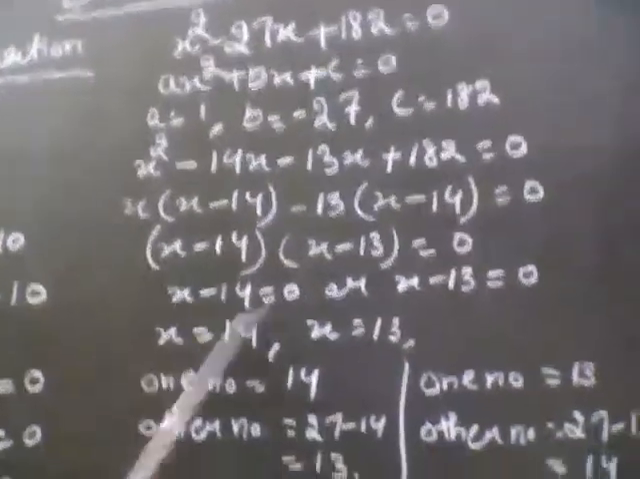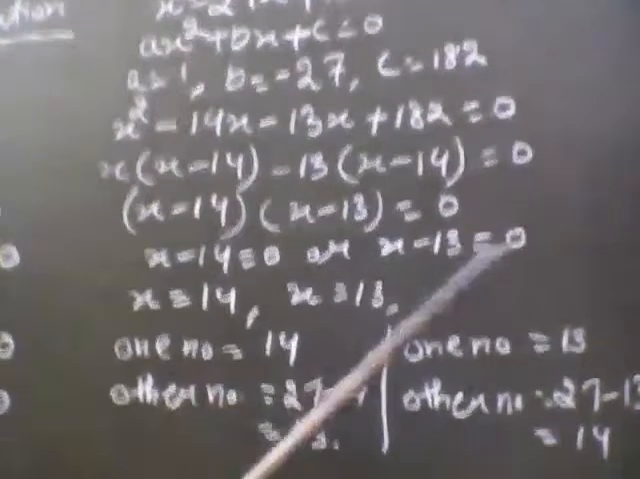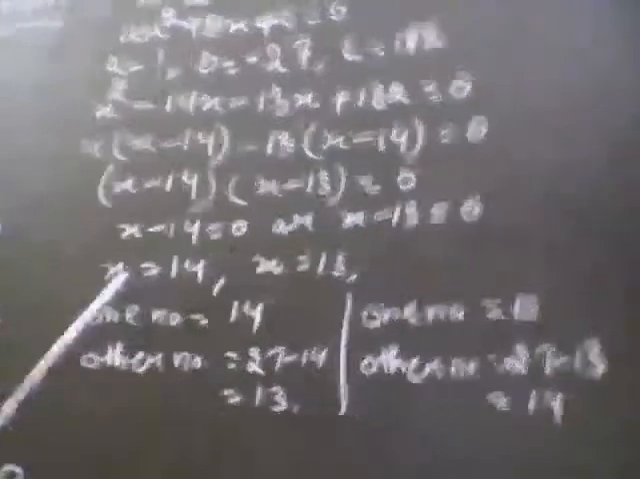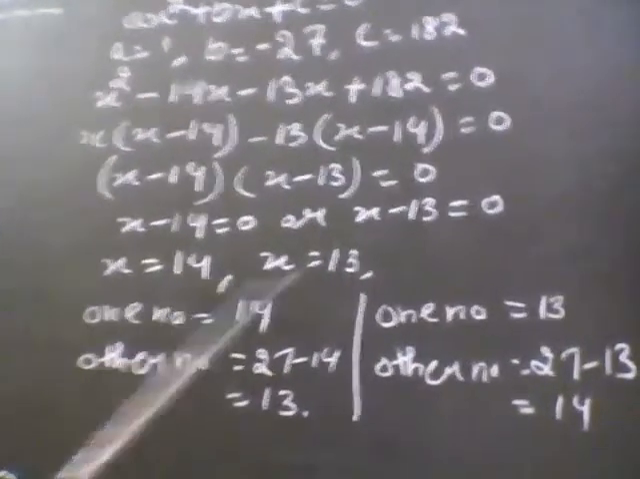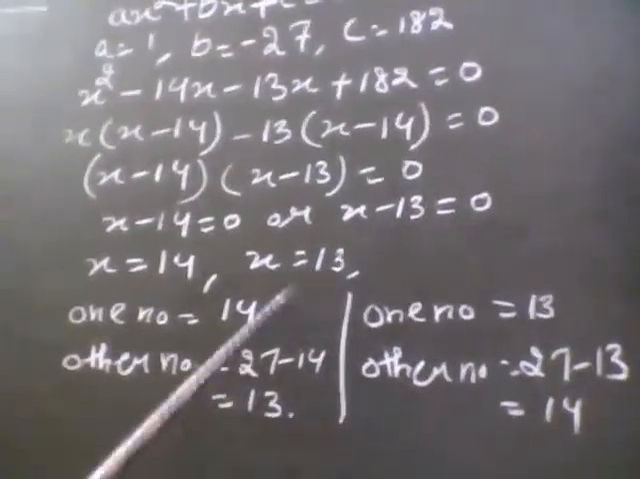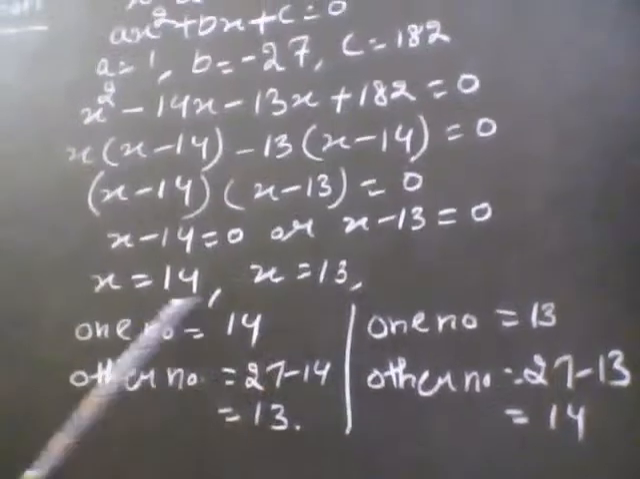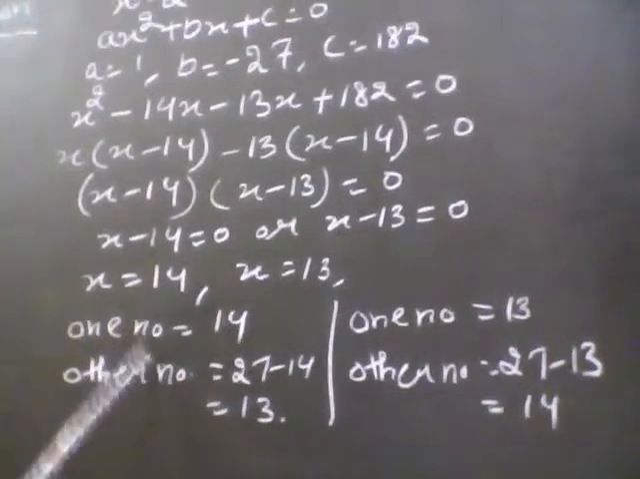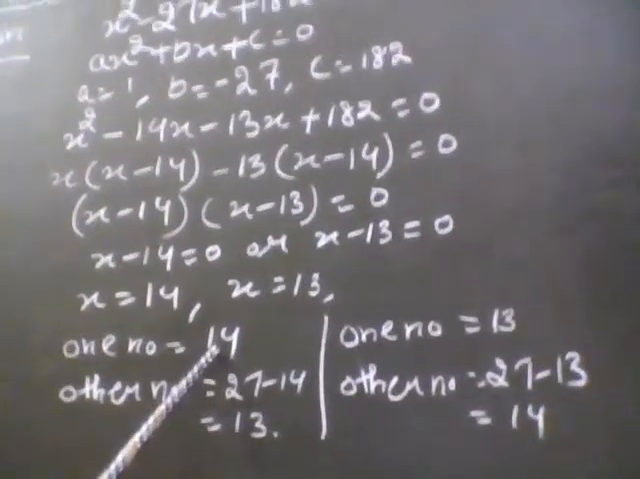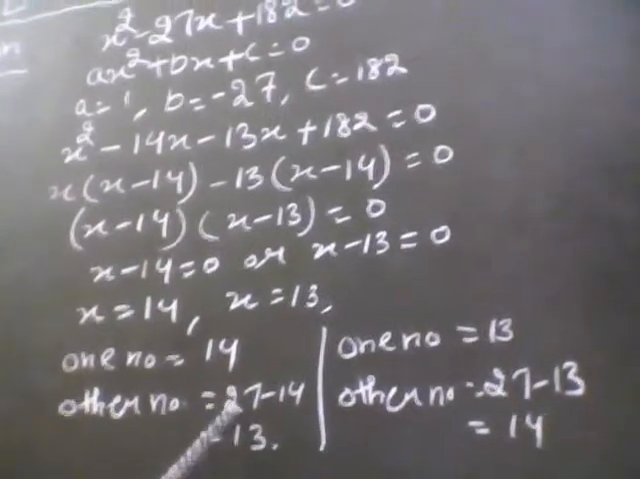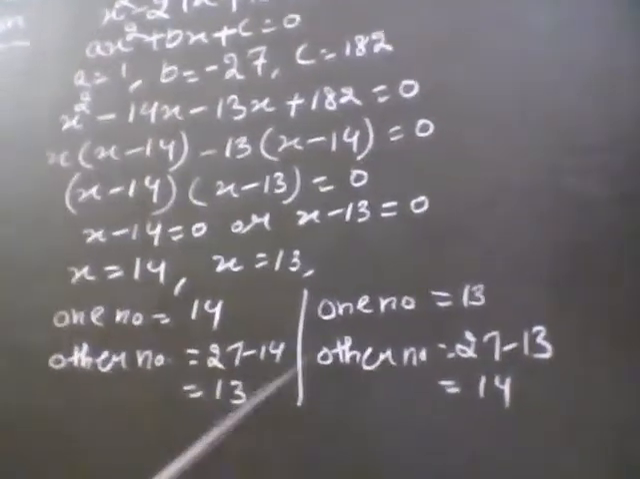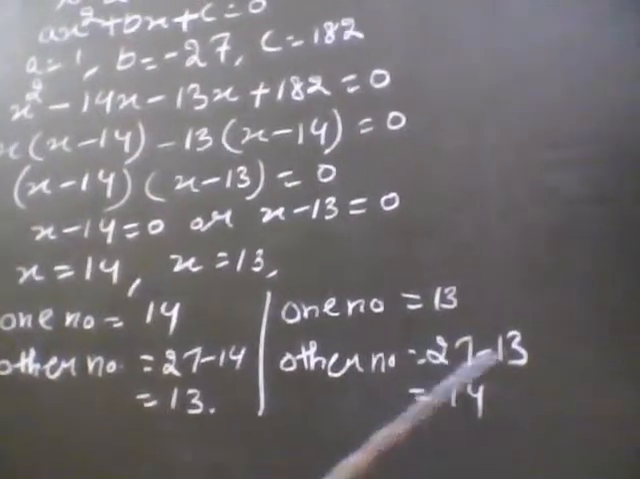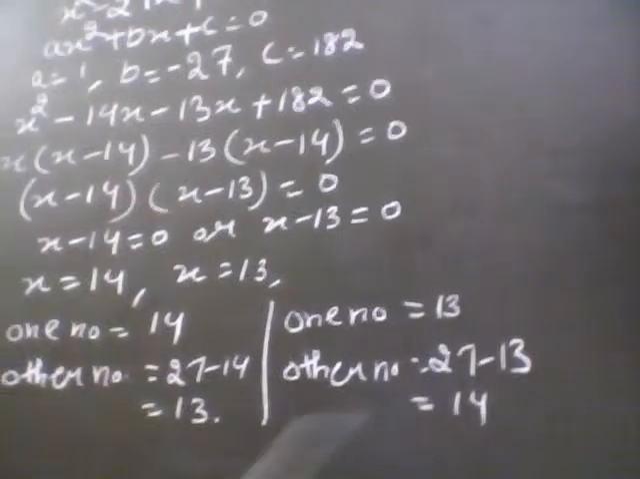Now either x minus 14 is equal to 0 or x minus 13 is equal to 0. So if x minus 14 is equal to 0, then x is equal to 14. And if x minus 13 is equal to 0, then x will be equal to 13. Now these are the two answers of x and both are positive. So if one number is 14, then the other number will be 27 minus 14, that is 13. And if one number is 13, then the other number will be 27 minus 13, that is 14. So these are our answers.